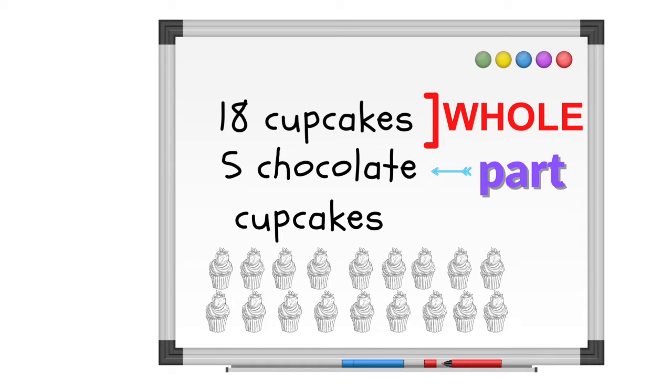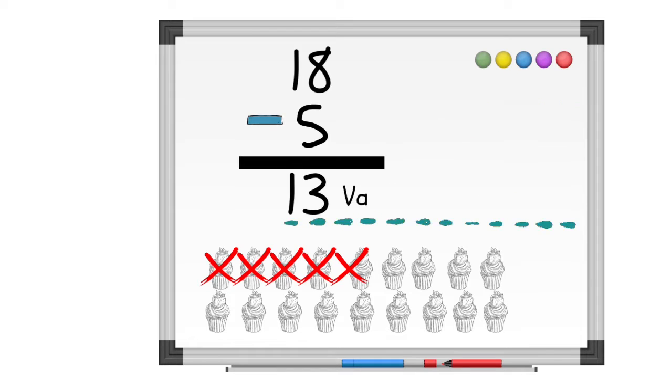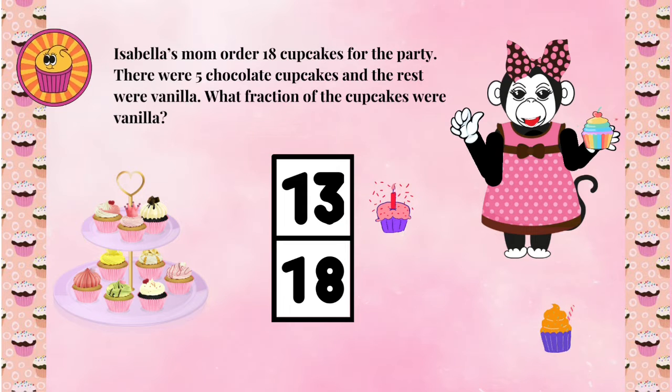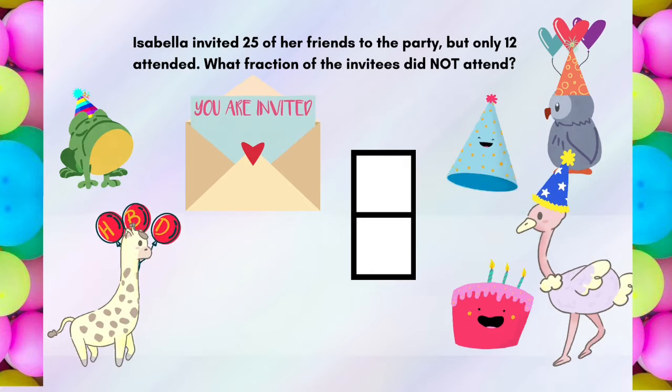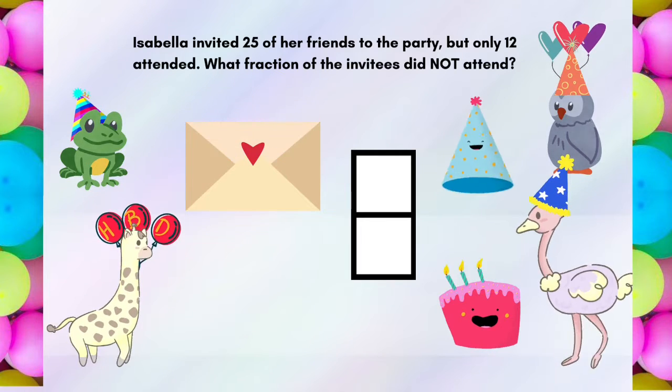In this case it will be 18 minus 5. If you do the math, that will give you 13. So 13 is our numerator, or part that we needed to find. 18 is our denominator, or the total number of cupcakes.